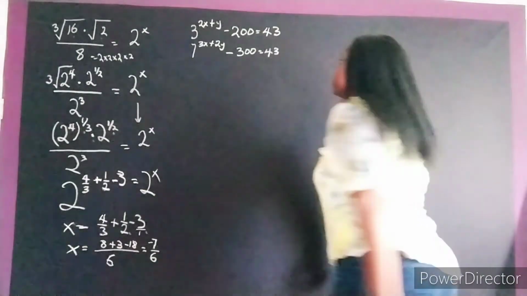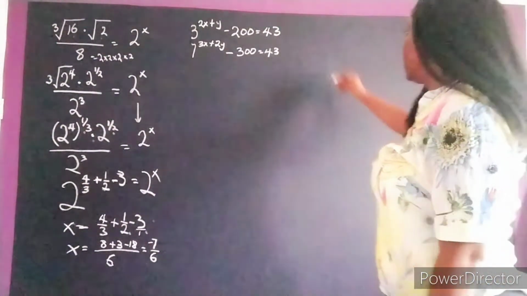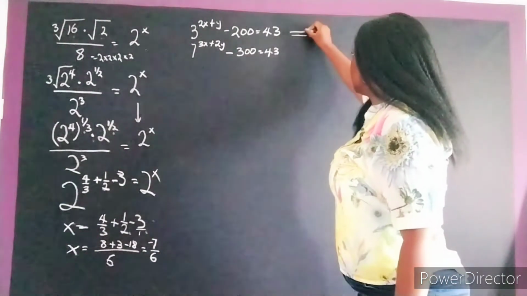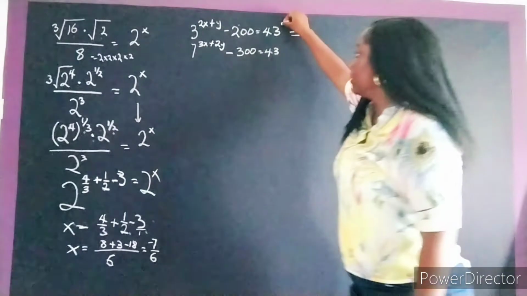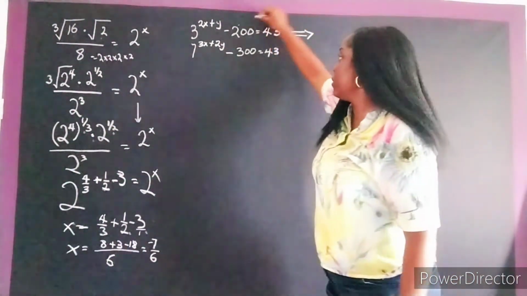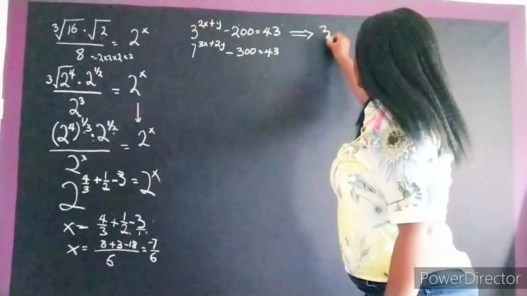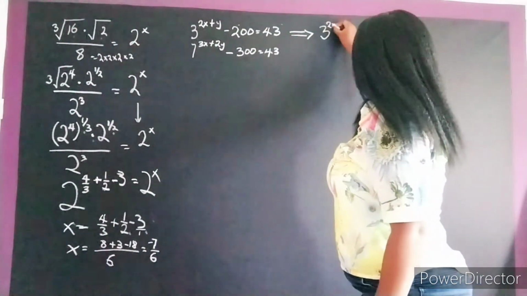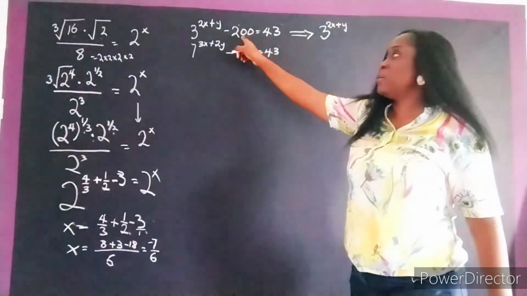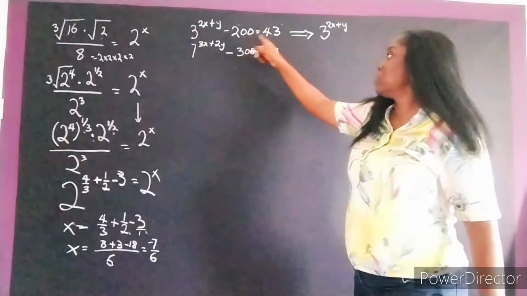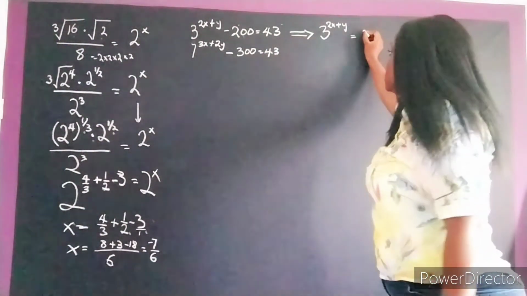Let me shift to this other side so that I can explain better. I will extend this equation to this side and simplify it. So I'll move 200 to the other side. How do I move 200? I'll add 200 to both sides. That will give us 3 raised to the power 2x plus y plus 200 minus 200, that's 0. Then we'll say 43 plus 200 will be what?